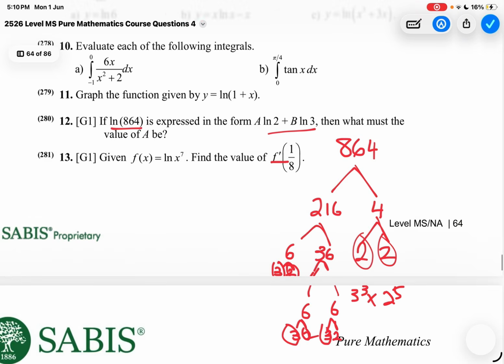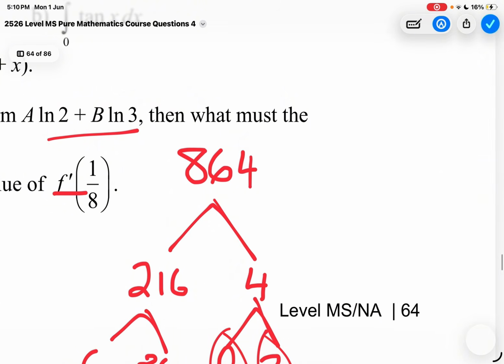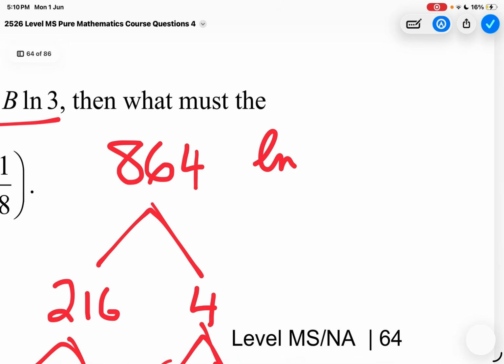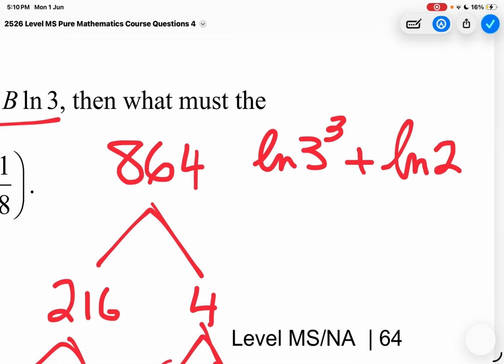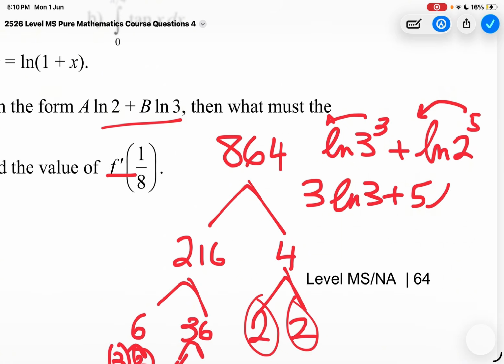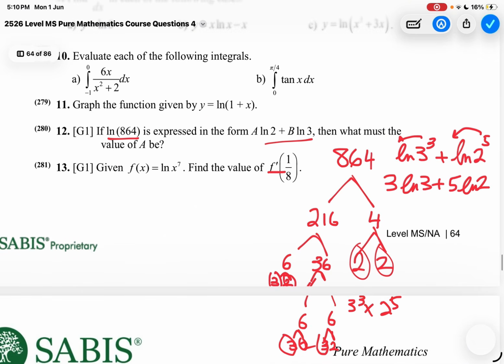So now it is ln of 3 to the power of 3 plus ln of 2 to the power of 5. They want the value of a. For both of them you move the power, so it will be 3 ln 3 plus 5 ln 2. And that's your final answer. They want the value of a, which is 5.